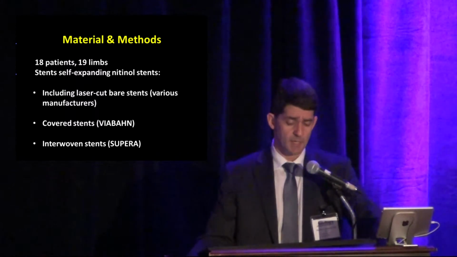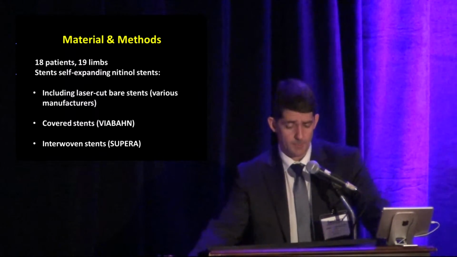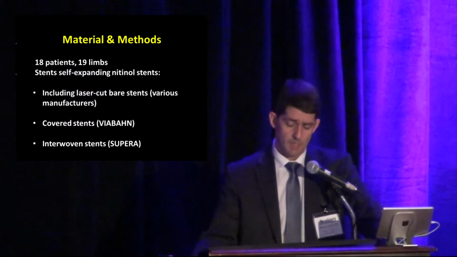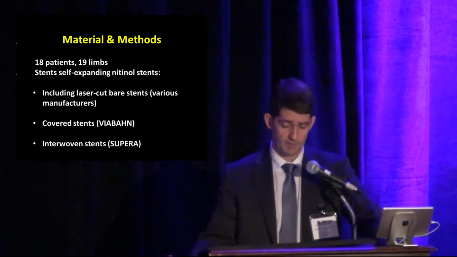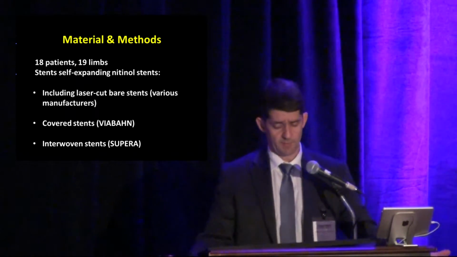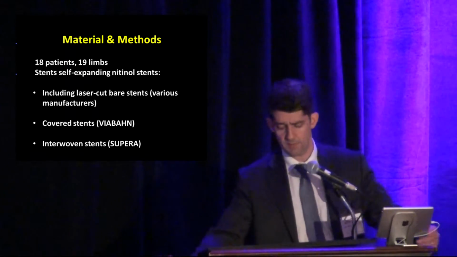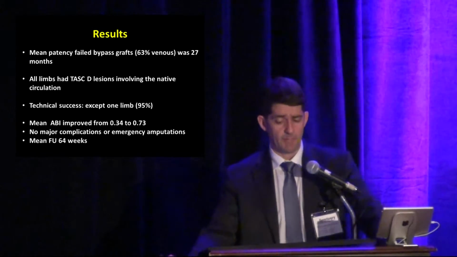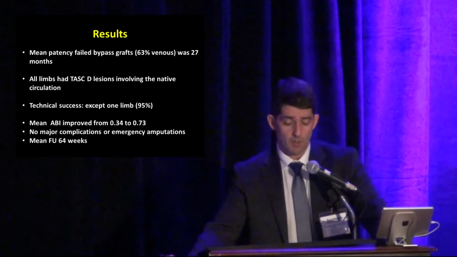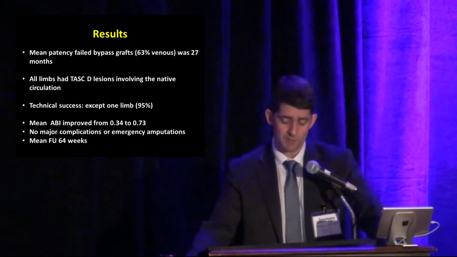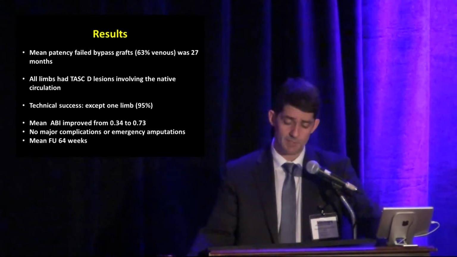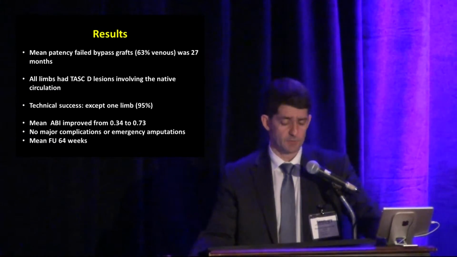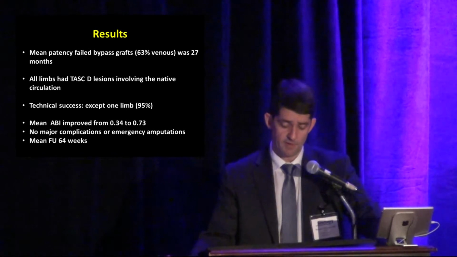But what is interesting is that all of the failed bypass grafts were treated with self-expandable stents, including several manufacturers of the laser-cut bare metal stents. Some of them had covered stents, and some others had the superior stent as well. The results: the mean patency of the failed bypass was about 27 months. All the limbs were TASC D, so high-grade lesions and long lesions involving the native circulation. And the technical success was pretty high, above 95%.